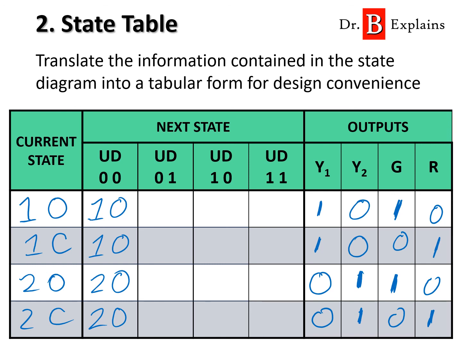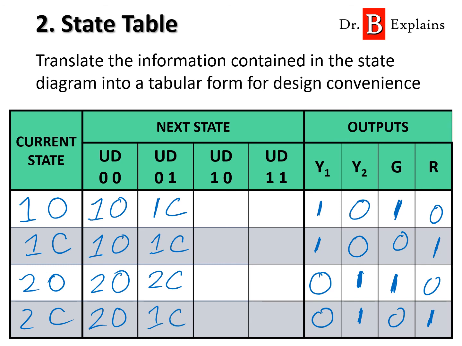Now the 0, 1. I'm just gonna copy it from the one open. 0, 1 goes to 1C. If I'm in 1C and I press a 0, 1, it stays the same. If I'm in the 2 open and I press 0, 1, I go to 2C. If I'm in 2C and I press 0, 1, it goes to 1C.